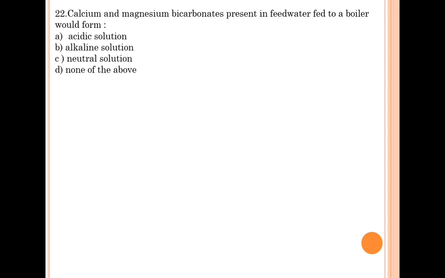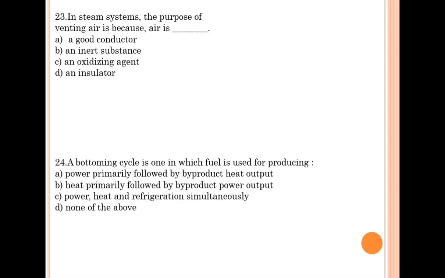Calcium and magnesium bicarbonate present in feed water fed to the boiler would form alkaline solution. So the answer should be, question 22, answer is B, option B. Then 23. In steam system, the purpose of venting air is because air is, as we know, an insulator, bad conductor. So the answer should be an insulator, D.